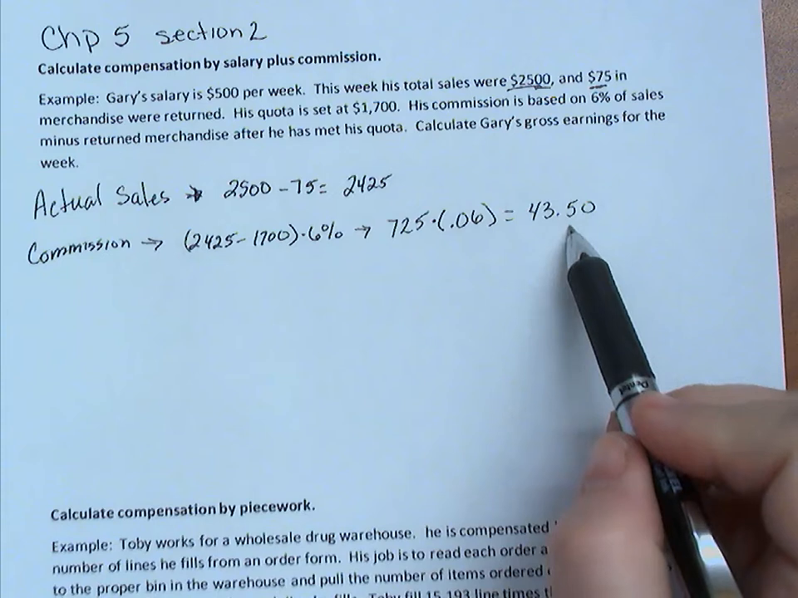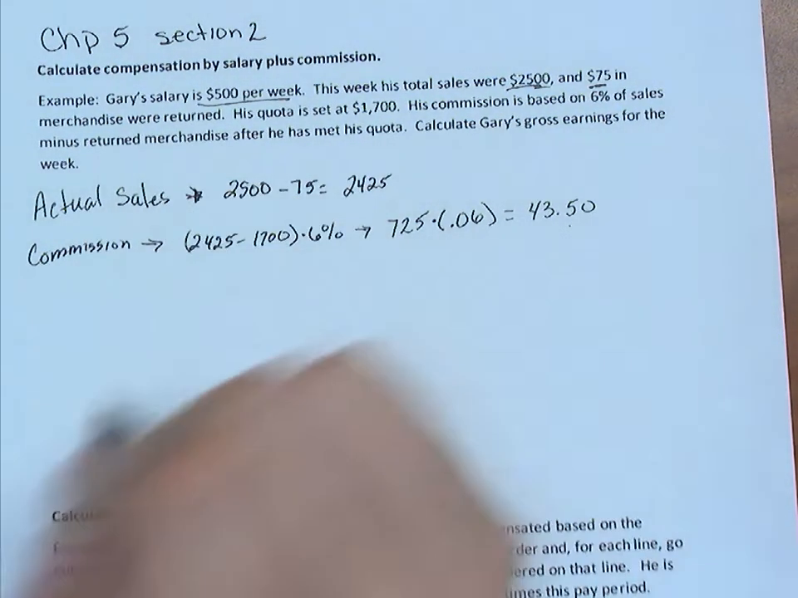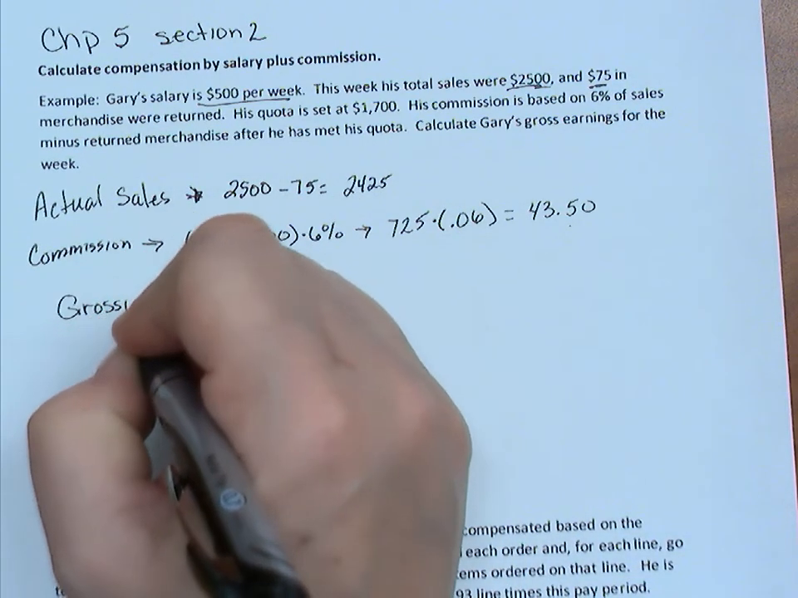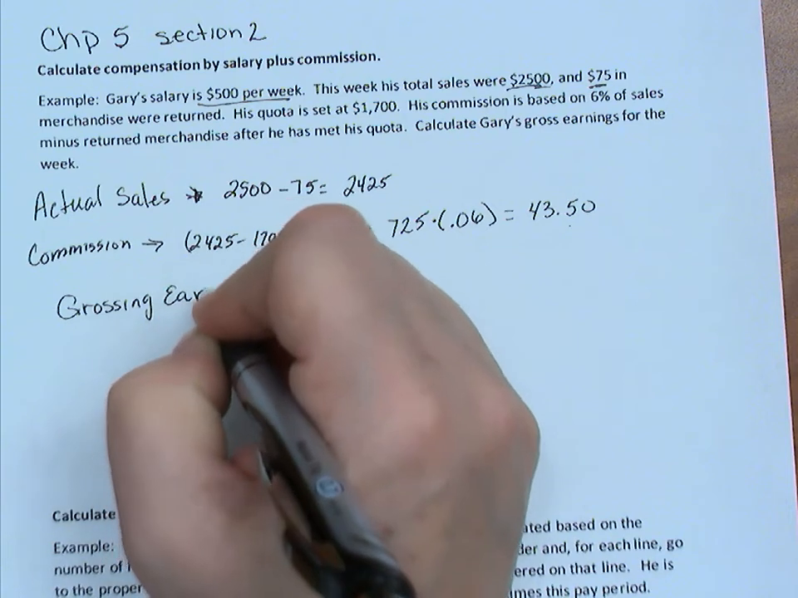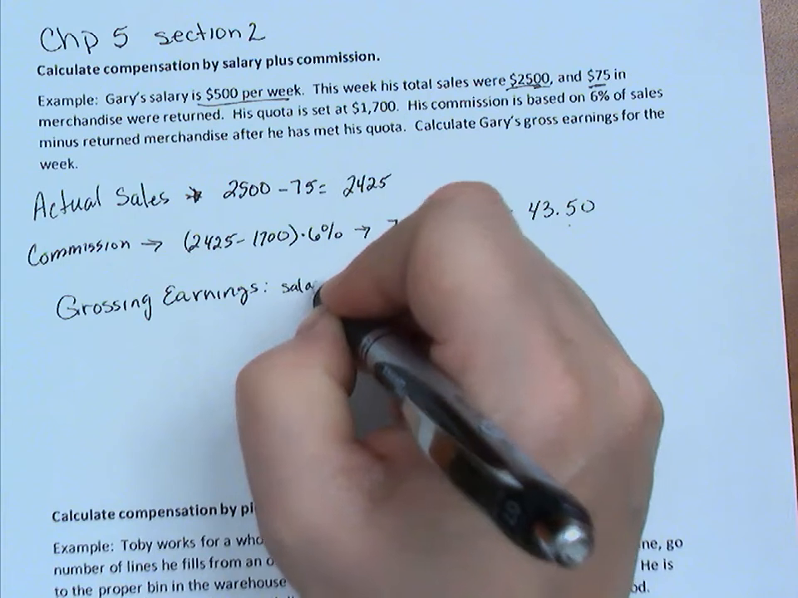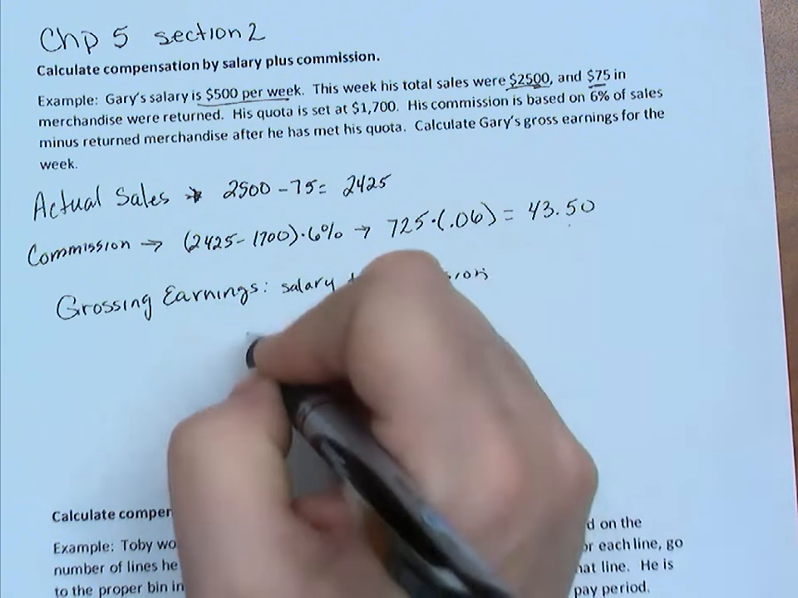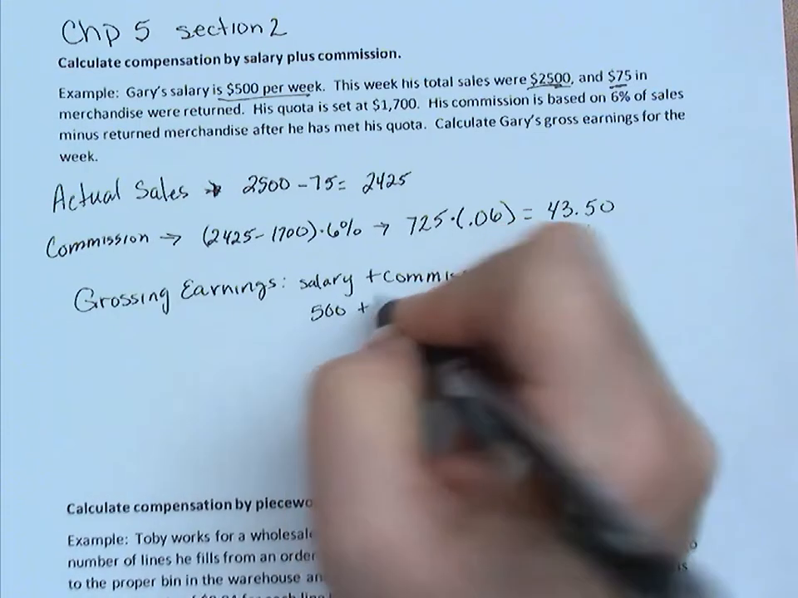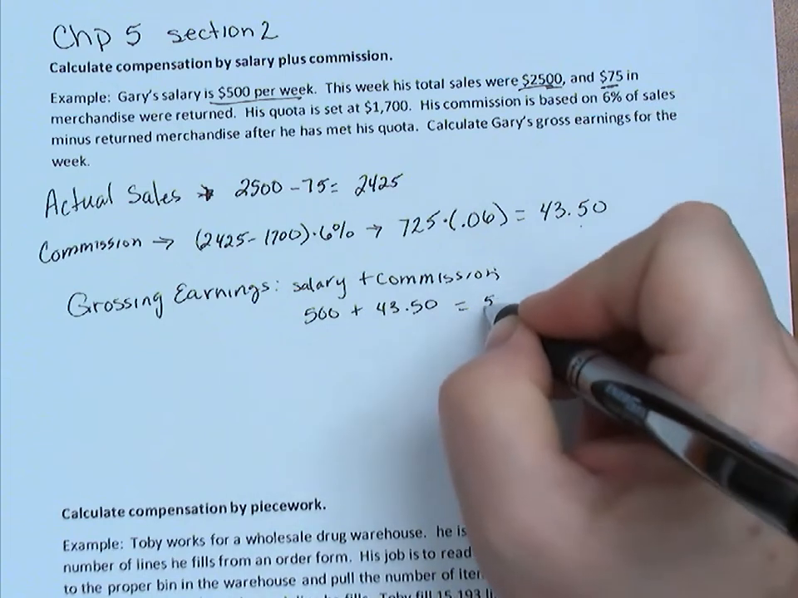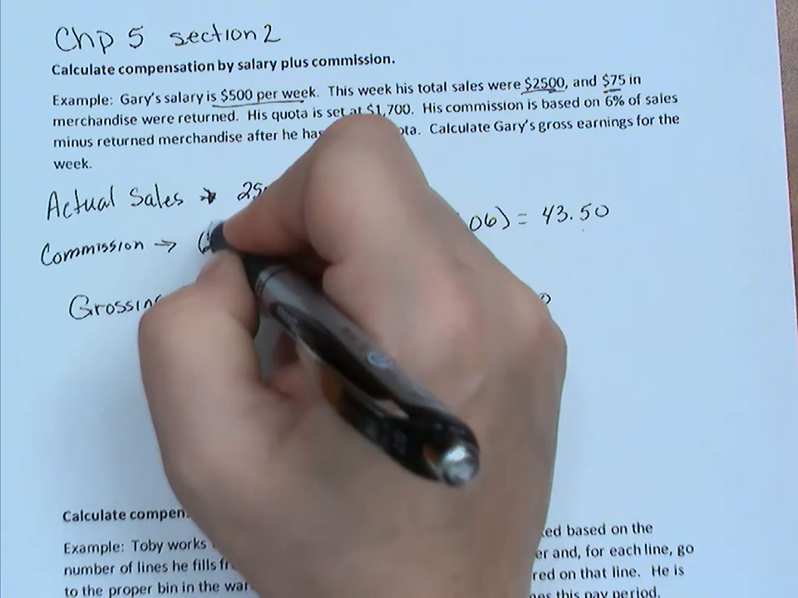Okay, that's his commission. But he also got paid a weekly rate. So he has a salary of $500. So his gross earnings are his salary plus his commission. So in this case, that was $500 plus the $43.50. When I add those two together, he made $543.50 in that week.